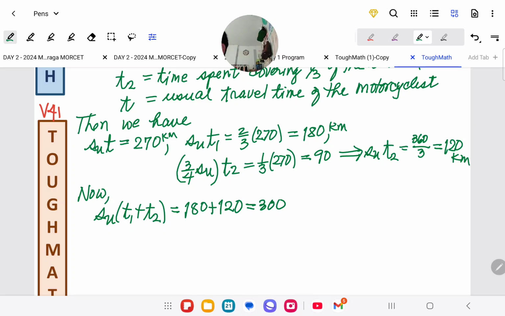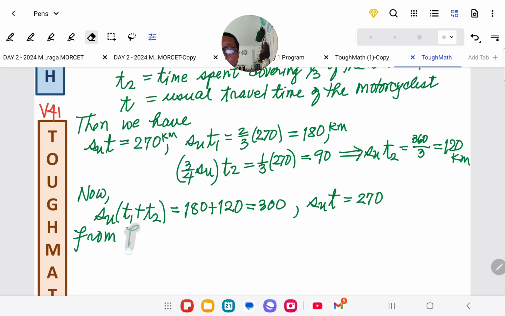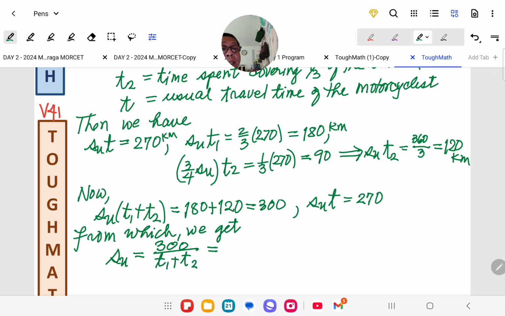On the other hand, S_u T is 270. So from which we obtain S sub U, the usual speed, is equal to 300 over T sub 1 plus T sub 2, and this is the same as 270 over T. However, T1 plus T2 is 30 minutes longer than T, so we have 300 over T plus 1/2.